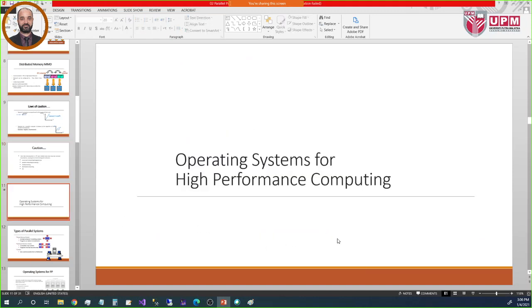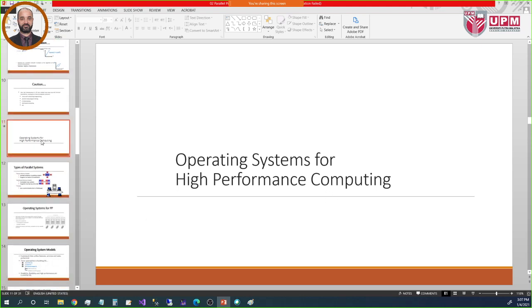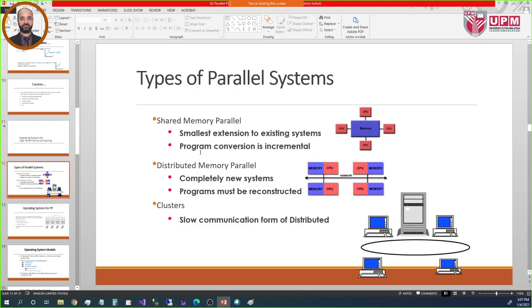Okay, now we came to operating systems for high performance computing. I already explained to you some introduction to the operating system related to this environment. So here, types of parallel systems. Actually this slide is supposed to belong to the previous part, but anyway, they repeat the same thing that we have already explained. The first type of parallel system is shared memory parallel.